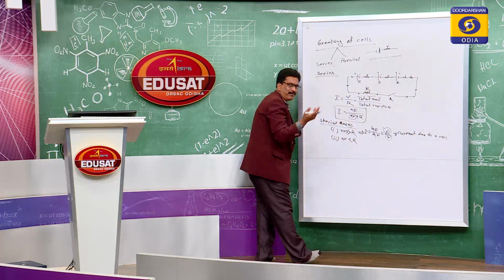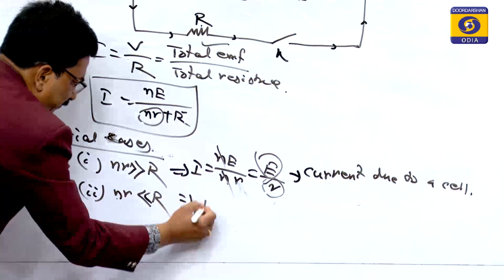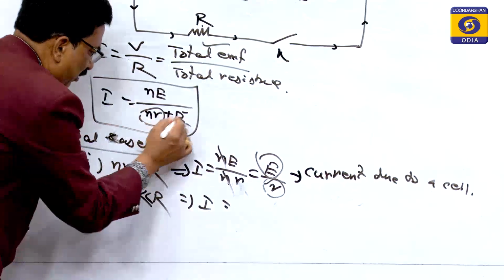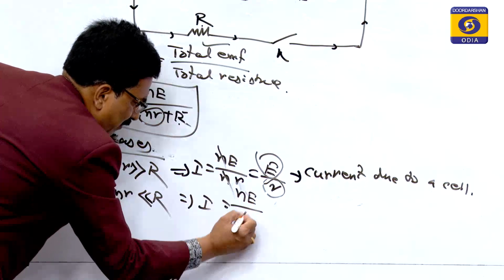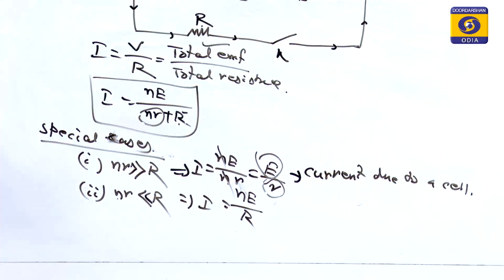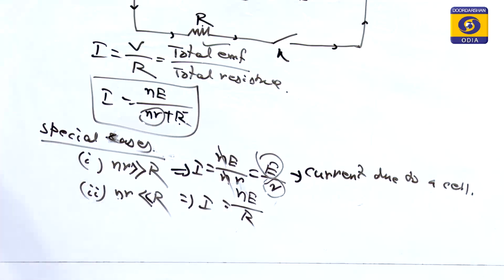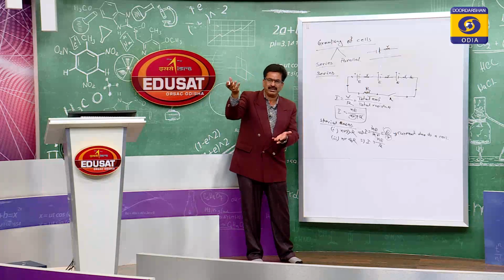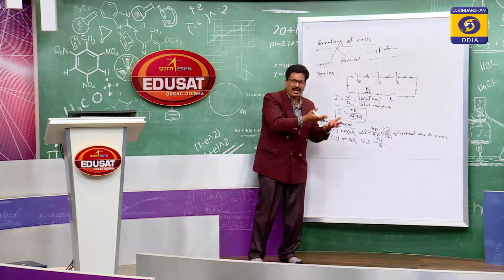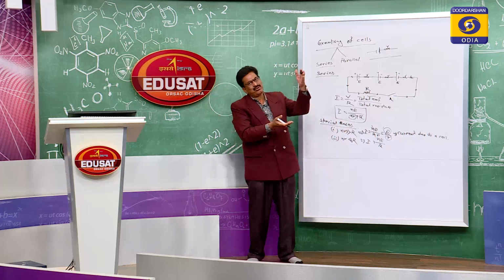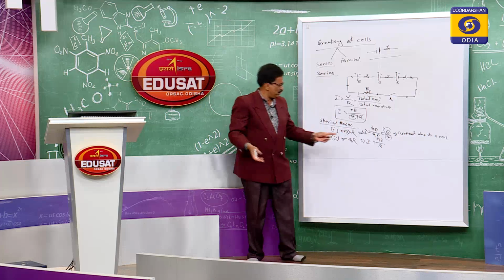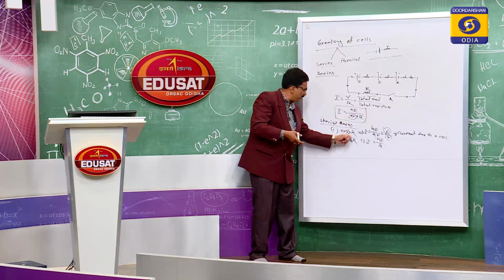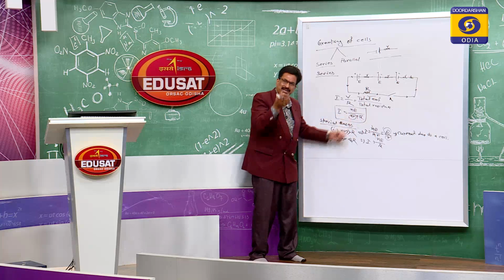When nr is much less than R, then this value will be only R. So nE by only R, much less I am saying. Suppose there is an ocean. If we drop a bottle of water into the ocean, will the height rise? Nothing. If from the ocean we take a trunk of water, will its height go down? Nothing will happen. So if one thing is much more than the other, the much more thing will remain.